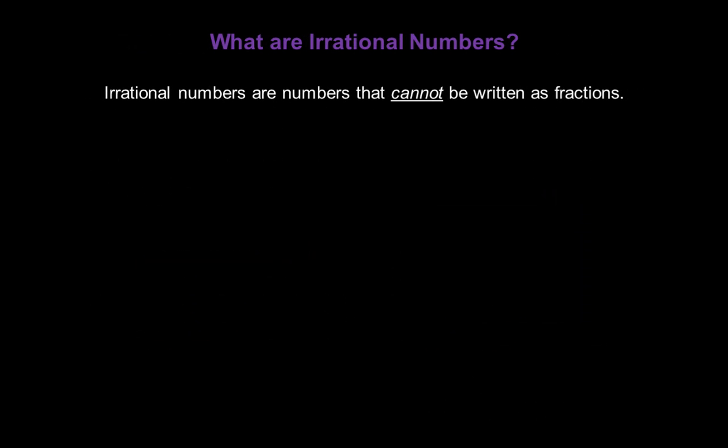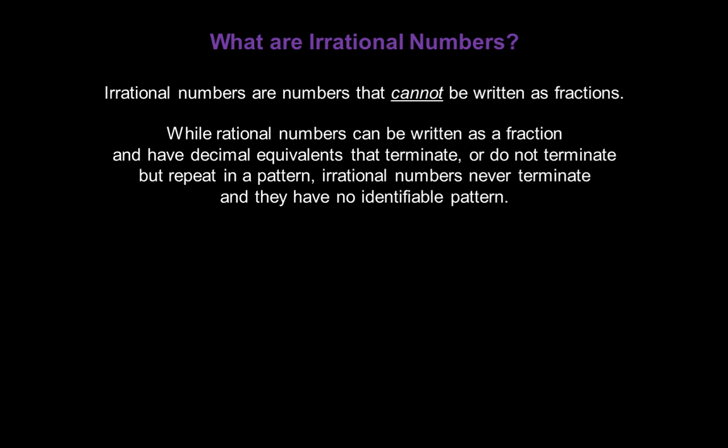Finally, what are irrational numbers? We've been talking about rational numbers. What are irrational numbers? Well, irrational numbers are all the other numbers that cannot be written as fractions. While rational numbers can be written as a fraction and have decimal equivalents that terminate, or decimals that don't terminate but repeat in a pattern, irrational numbers never terminate and they have no identifiable pattern.